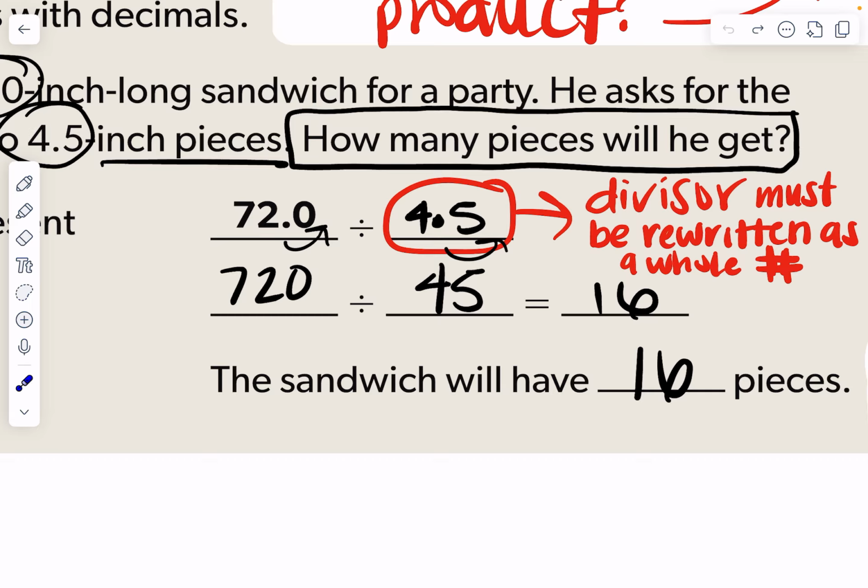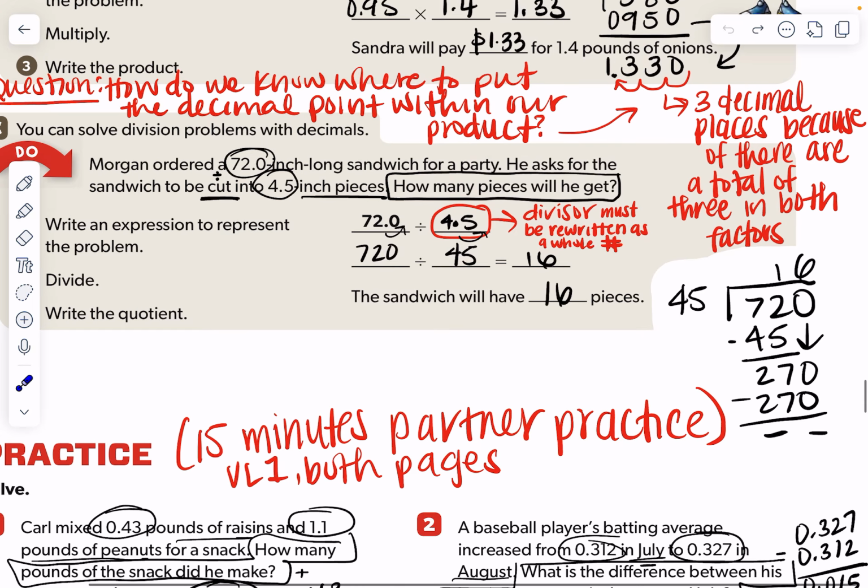So what we would have to do is move the decimal point one place to create a whole number. In mathematical language, what we are doing is we are multiplying 4.5 or 4 and 5/10 times 10, right? So 4 and 5/10 times 10 gives us 45. And whatever we do to our divisor, we need to do to our dividend. So because we multiplied our divisor by 10, we also need to multiply our dividend by 10. And so that gives us 720 divided by 45. So once students do their long division, they should get an answer of 16.